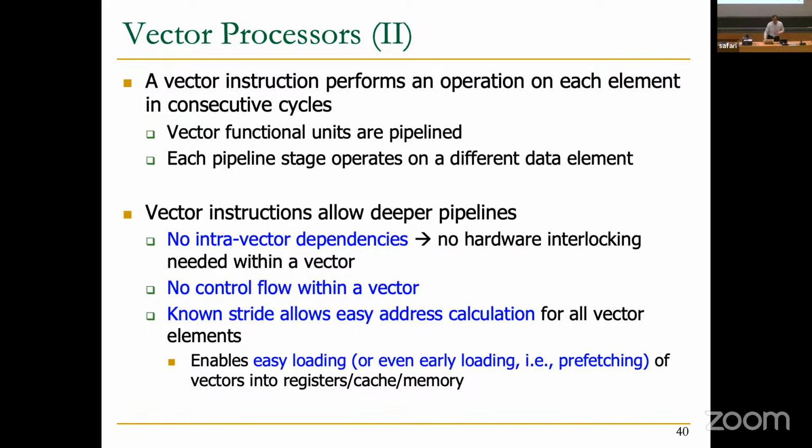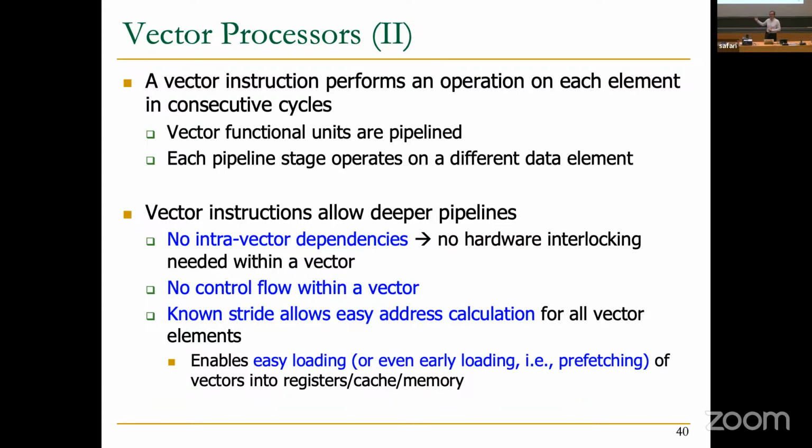And I'm going to show you an example of that. Everything is clear so far? Now it's beautiful, right? As you can see, all of these things are good for designing a high performance processor. Heavily pipelined, no dependencies to check, no control flow. What else would you ask for?